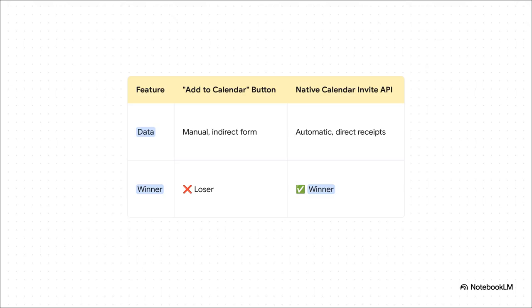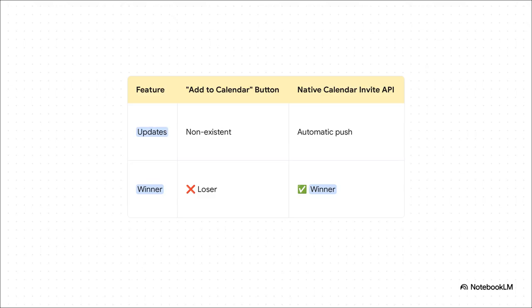All right, round two, getting the data back. The API is amazing here. It automatically gets what are called calendar receipts. Your yes, no, or maybe is sent straight back to the event organizer's server. The old way is totally disconnected. That button gives the organizer zero data. They have to bolt on some other web form just to try and manually track who's coming.